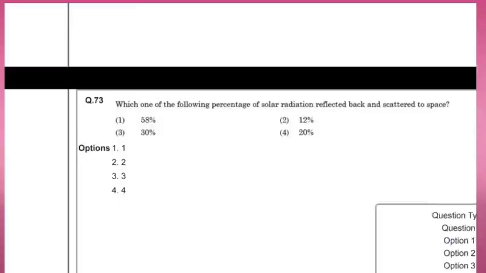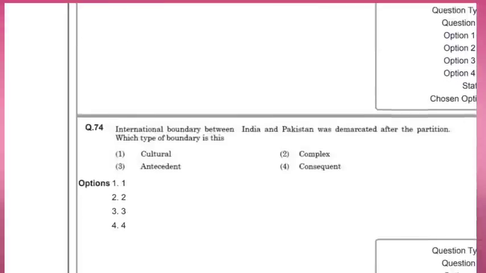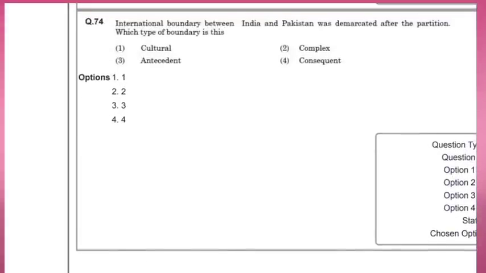Next question: which of the following is the percentage of solar radiation reflected back and scattered to space? 30%, option 3 is the right answer. And next question: the international boundary between India and Pakistan was determined after partition. What type of boundary is it? Definitely it is a cultural boundary. Option 1 is the correct answer.